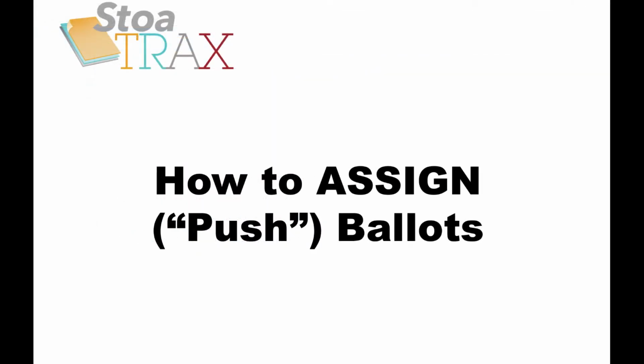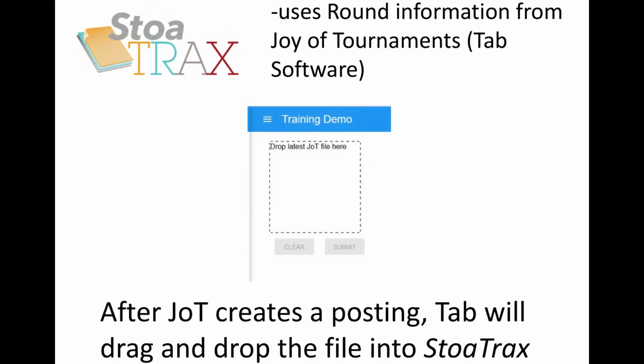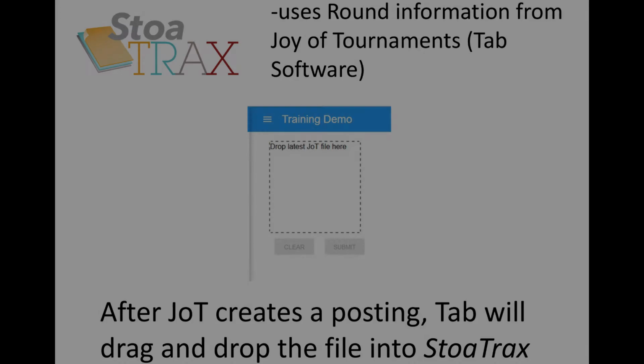Next, we're going to learn how to assign ballots in StoaTrax. StoaTrax uses information from Joy of Tournaments, which is the tab software. Once a round has been created and their postings have been made, they just drag and drop a file into StoaTrax and it creates a round for StoaTrax. And then you're ready to assign ballots from there.